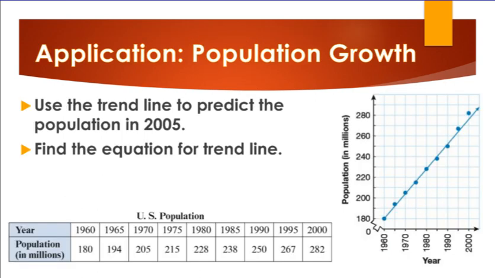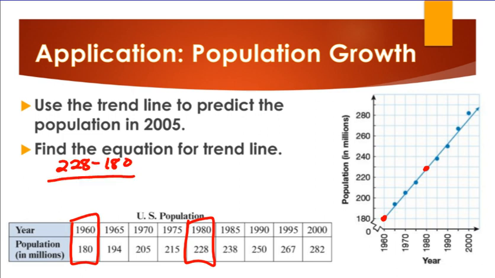And our final one, use the trend line to predict the population in 2005. So we need to find the equation for the trend line. So picking 2 points that are on there, we could choose this point and we will choose this point. So 1960 here and 1980. So it'd be 228 minus 180 over 1980 minus 1960.